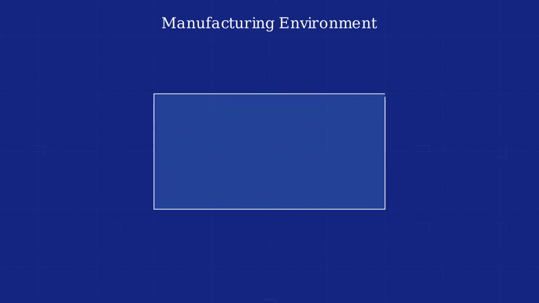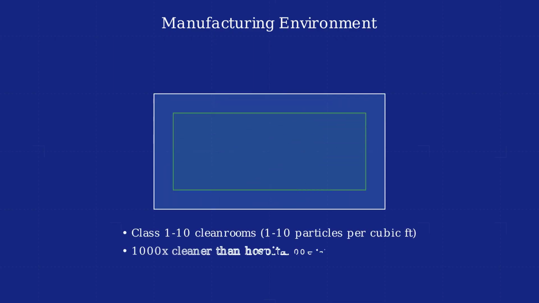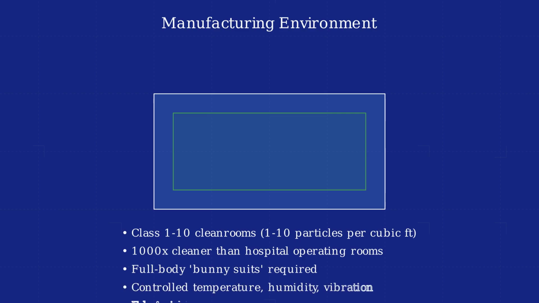The entire CPU manufacturing process takes place in ultra-clean rooms to prevent contamination. These clean rooms are classified as class 1 to 10, meaning they have only 1 to 10 particles per cubic foot of air, over 1,000 times cleaner than hospital operating rooms. Workers must wear full-body bunny suits to prevent contamination. Temperature, humidity, and vibration are precisely controlled.